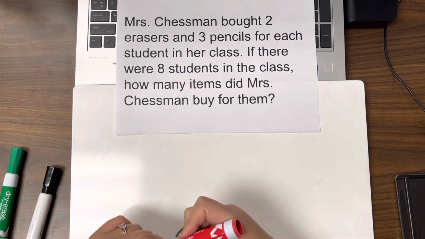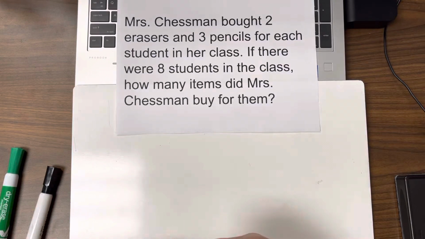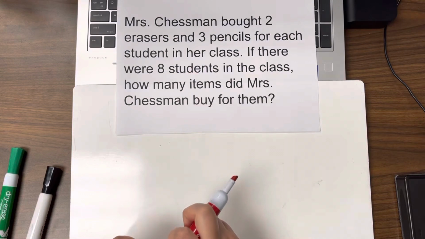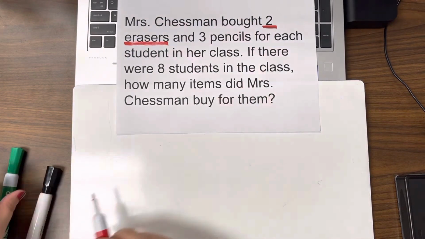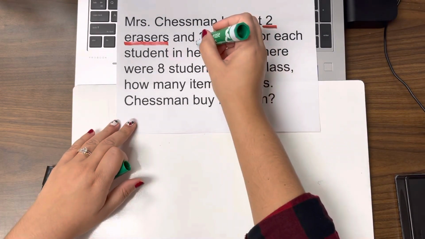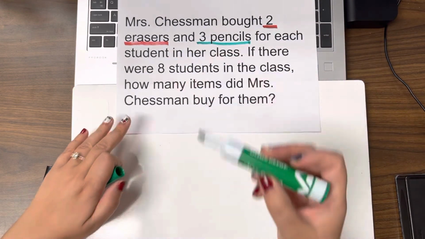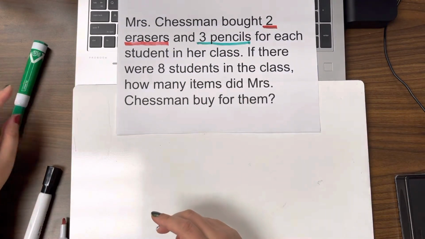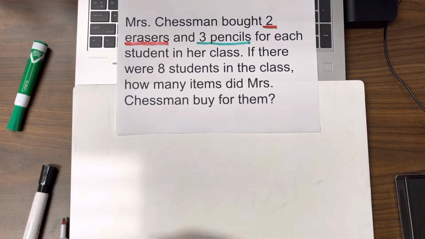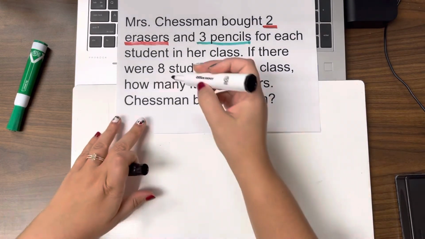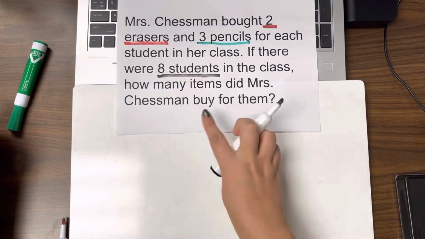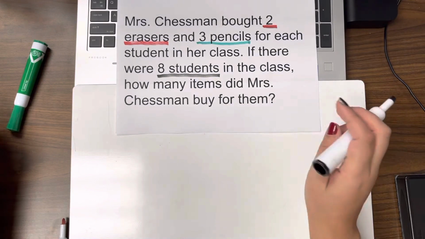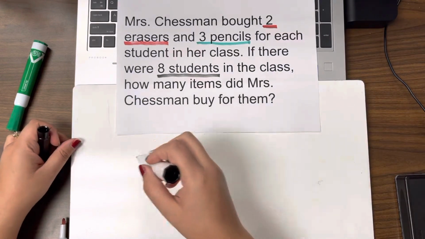Okay, so we're going to read it one more time, and this time we're going to be looking for information that we may need. Okay, so Mrs. Chessman bought 2 erasers, so we're going to underline 2 erasers and 3 pencils for each student. Okay, so then we also know that there are 8 students in the class. So how many items did Mrs. Chessman buy for them?